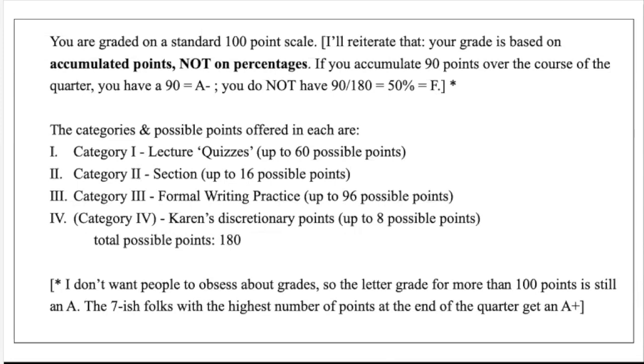I've said it before and I'm going to say it again because people panic when they get the first scores back on the formal assignment. Your grade is based on accumulated points, not on percentages. If you accumulate 90 points over the course of the quarter, you have a 90, which is an A minus. You do not have a 90 over 180, which is a 50%, which is an F.